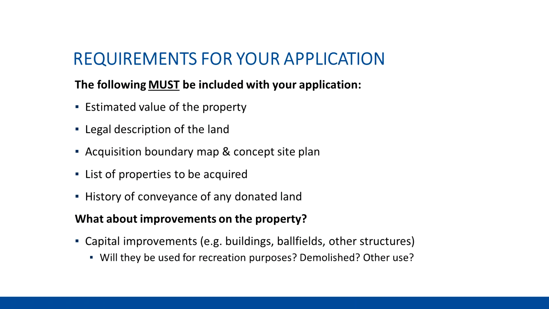So the following must be included when you're applying for acquisition. Estimated value of the property, a legal description of the land, acquisition and boundary map or concept plan, properties to be acquired. If you're getting donated land, there must be a history of conveyance, and we'll talk about each of these. But also if there's any improvements on the property. Say you have capital improvements like buildings or ball fields.